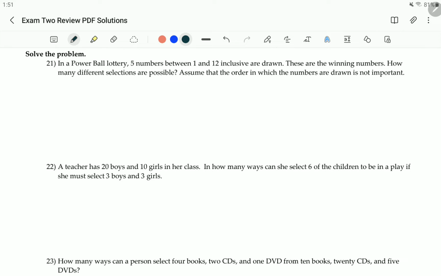Number 21 says, in a Powerball lottery, 5 numbers between 1 and 12 inclusive are drawn. When it says inclusive, that means we're including number 1 and we're including number 12. These are the winning numbers. How many different selections are possible? Assume that the order in which the numbers are drawn is not important.